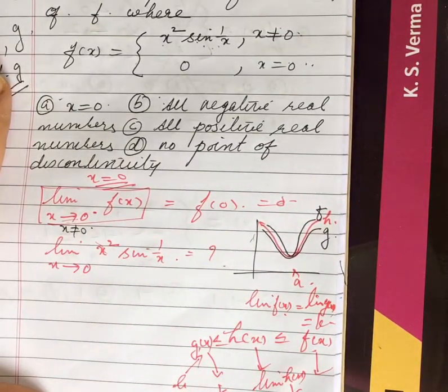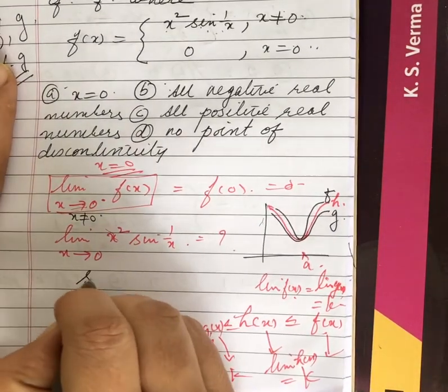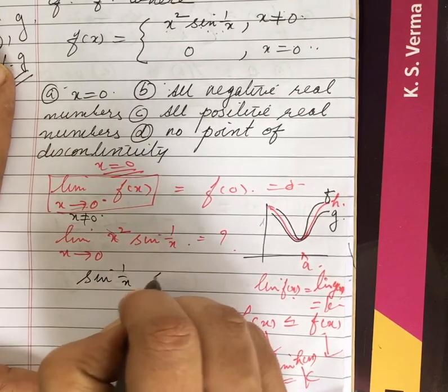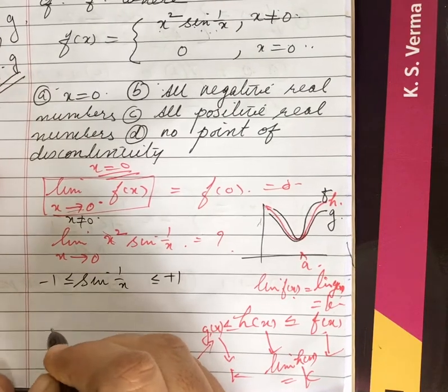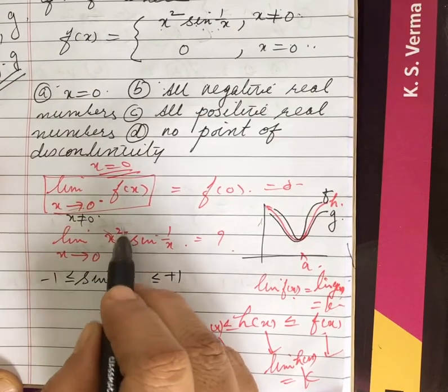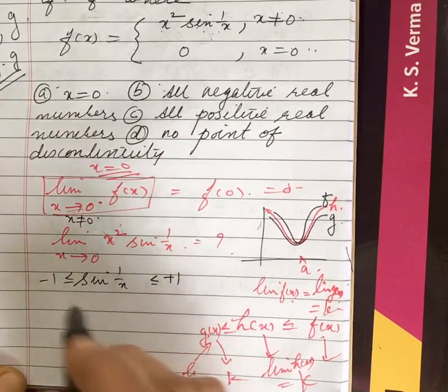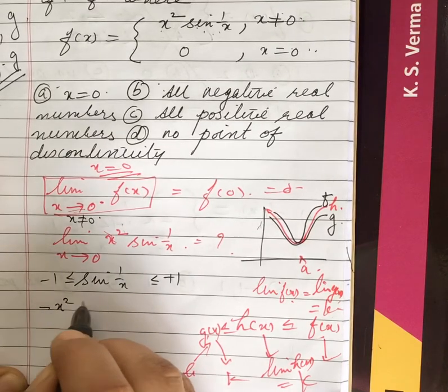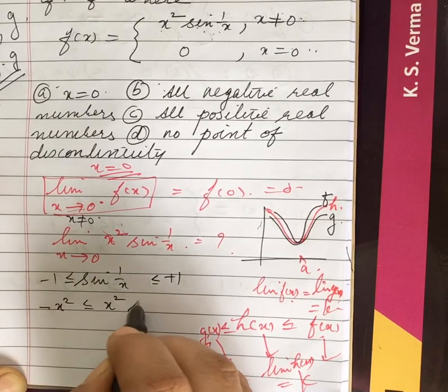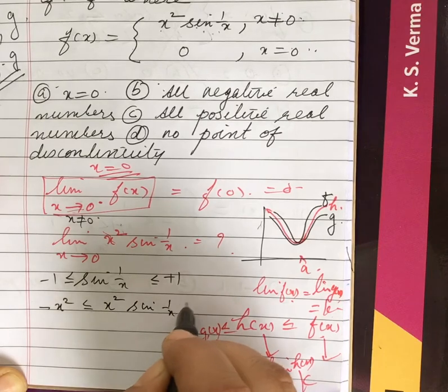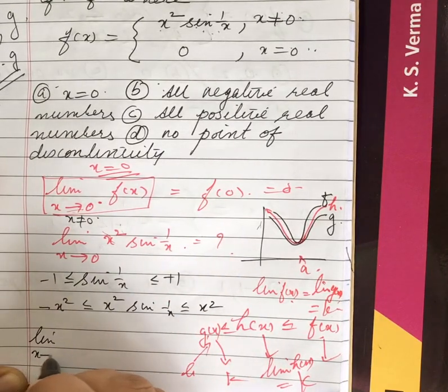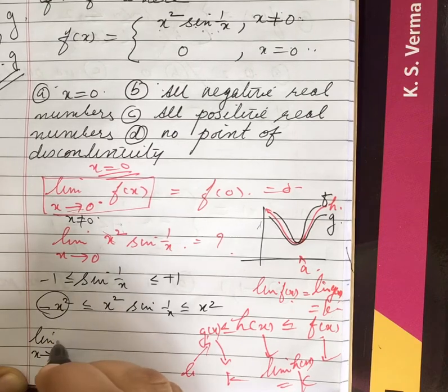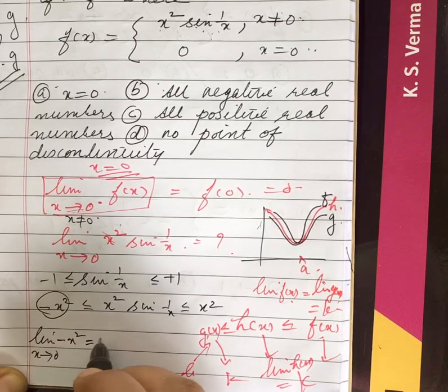Now how to apply: you know that sine 1 by x has maximum value plus 1 and minimum value minus 1. Now x square is a positive quantity. You can multiply an inequality with a positive quantity, and the inequality does not change. Now take the limit x tends to 0 of this. That is equal to 0.